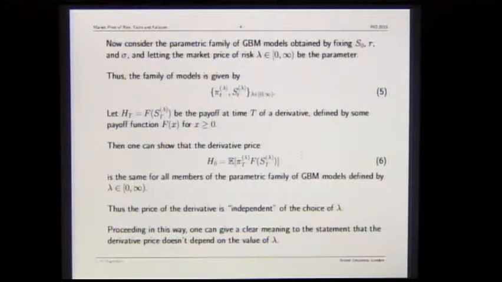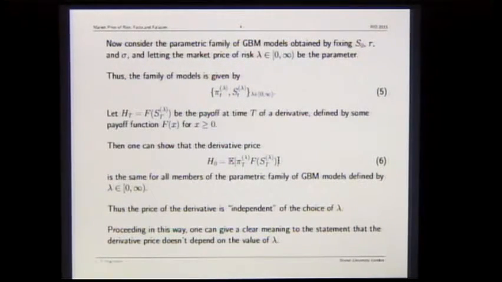Now, in this case, we're looking at a parametric family of models, so this gives us a parametric family of payoffs and correspondingly a parametric family of prices that result when we look at the different values of lambda. Now, we know from the experience in calculations and just our knowledge of how the Black-Scholes theory works that, in this situation, for each member of the parametric family, you get the same value for the derivative price.